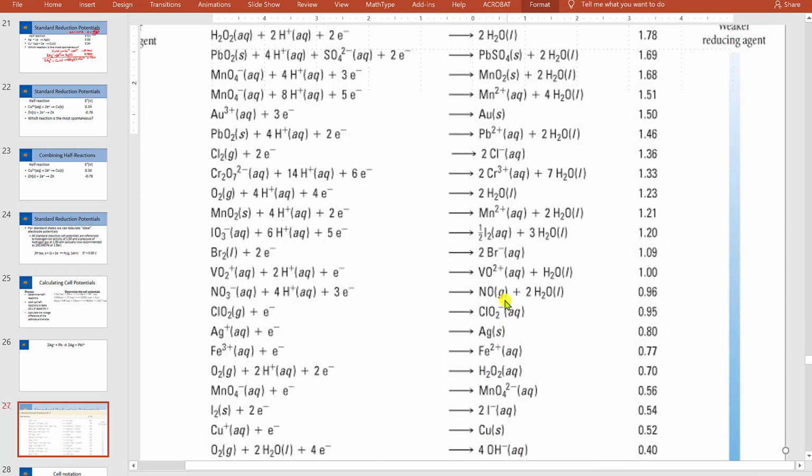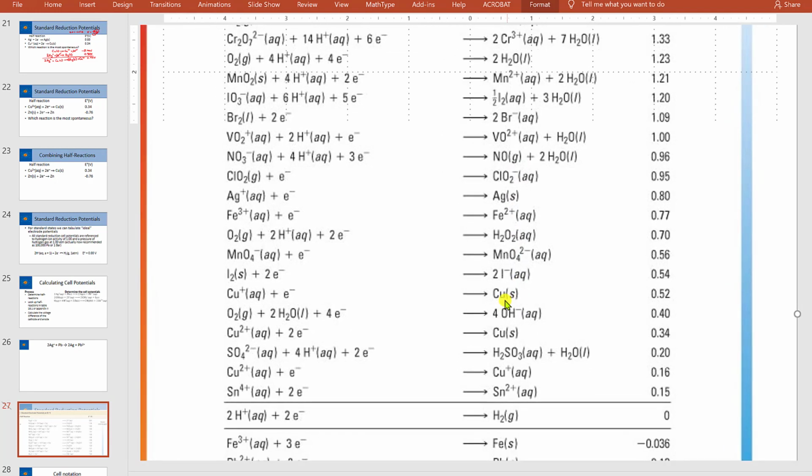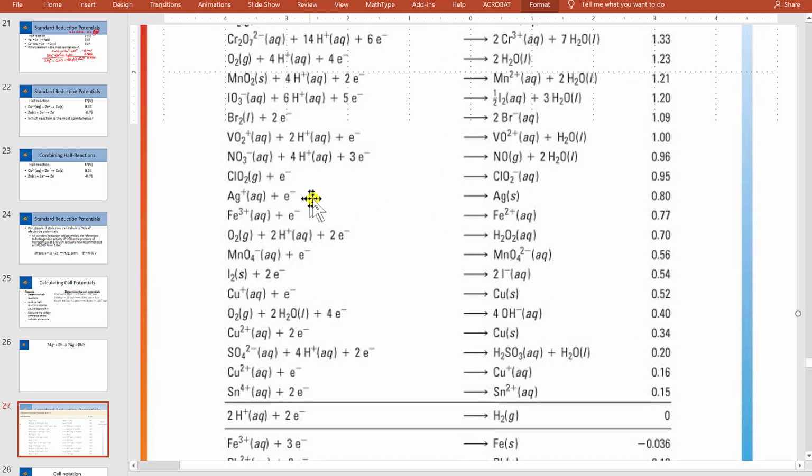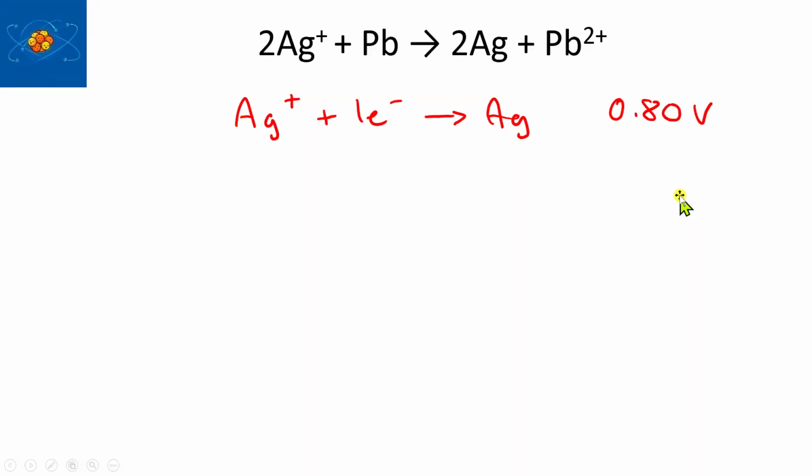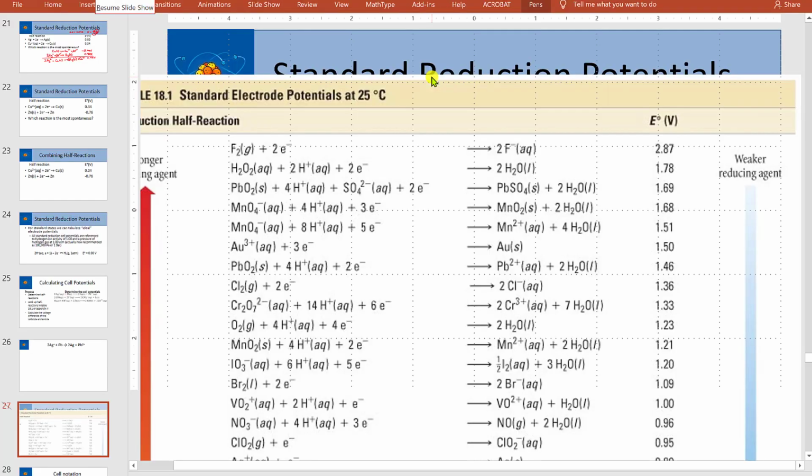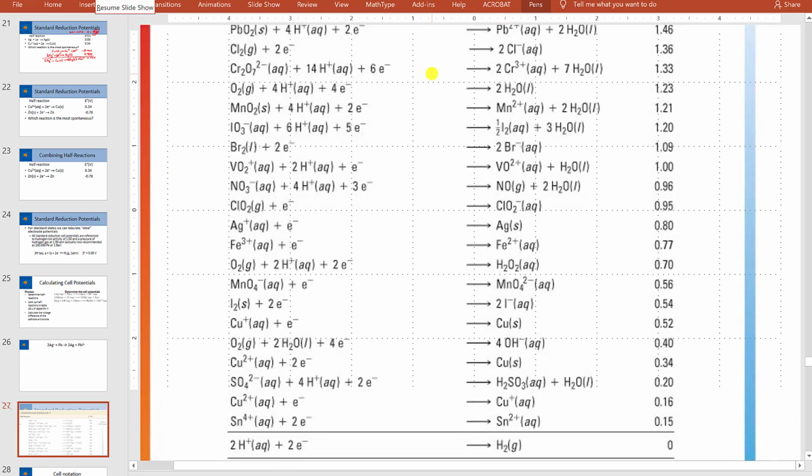We have silver here under my fingers, that's why I couldn't see it. Silver plus an electron, that's 0.8 volts. So I've transposed that here. This is the same reaction that we were looking at before. And now we have to go look up the lead and lead 2 plus. Now the tricky thing is you have to remember this will be written backwards. So you'll have lead 2 plus on the left and lead metal, lead solid, on the right. So we're going to scan through real quick.